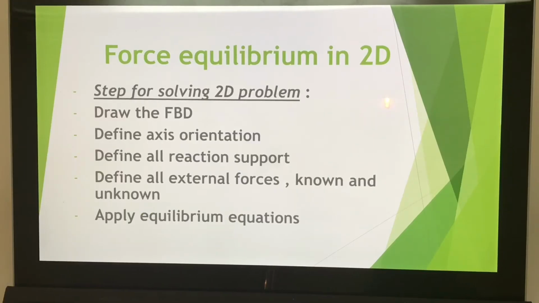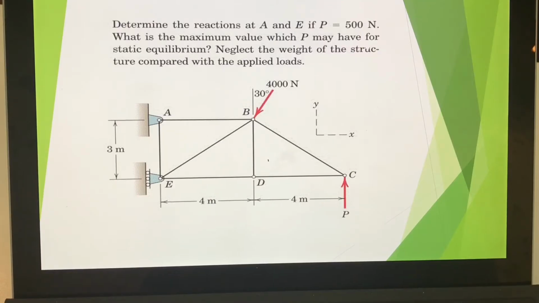Steps for solving 2D problems. First, drawing the free body diagram is very important. Define the axis orientation. After that, define all reaction supports. Next, define all external forces, known and unknown. Finally, apply the equilibrium equations: sigma Fx equals 0, sigma Fy equals 0, and moment equals 0.